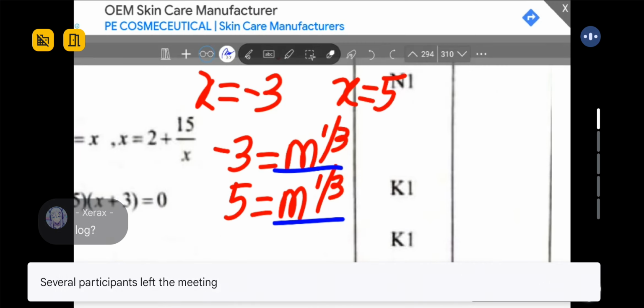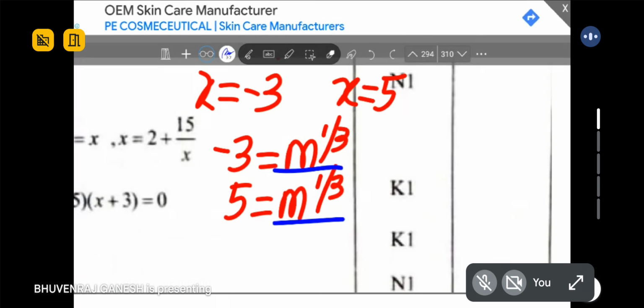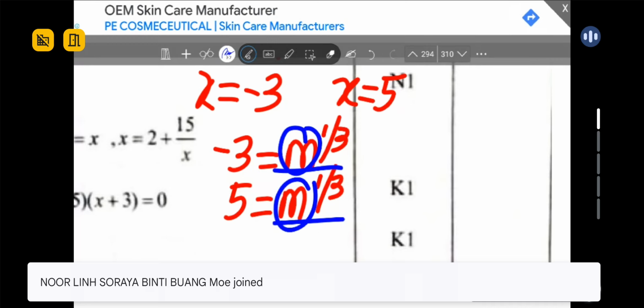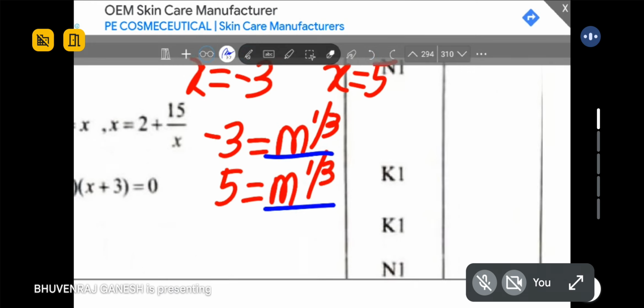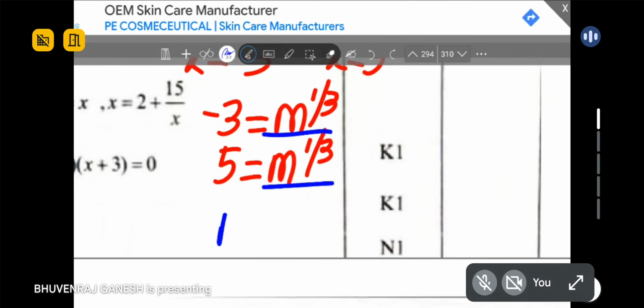No. Remember guys, log is only for when the variable is a power. Over here, your variable is not a power, it's the base. Sekarang pemboleh ubah kamu adalah asas, bukan kuasa. Faham tak? So bila kuasa saja guna log. Yang lain-lain jangan guna log. Alright?